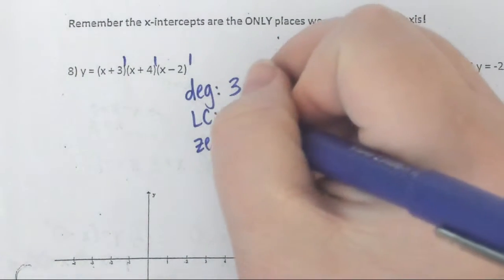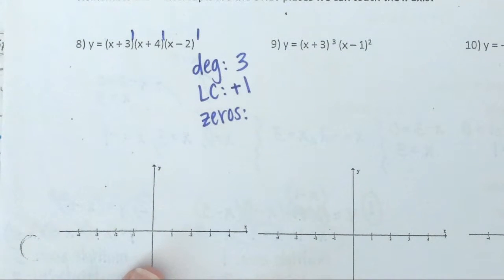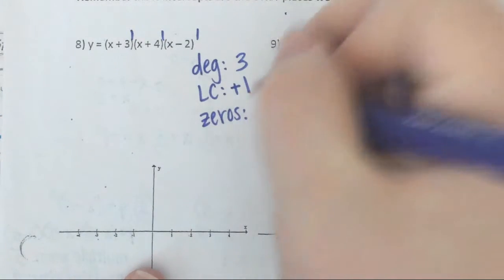Okay, I'm not going to give it to you because you said 1. I'm needing specifics. Okay, and then tell me about the zeros.